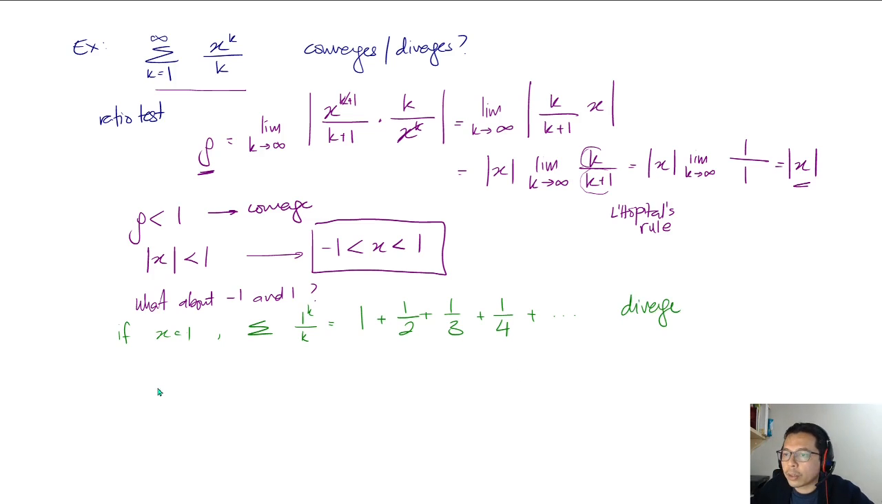Okay, now what if x is equivalent to -1? Okay, so what we're going to have is something like this. It's pretty much the same as before, except that we're going to have alternating signs here. Okay, so we're going to have -1 plus 1/2 minus 1/3 plus 1/4, so on and so forth. So this also diverges. So we can safely say that the radius of convergence is between -1 and 1.